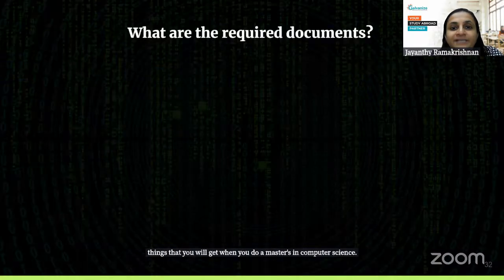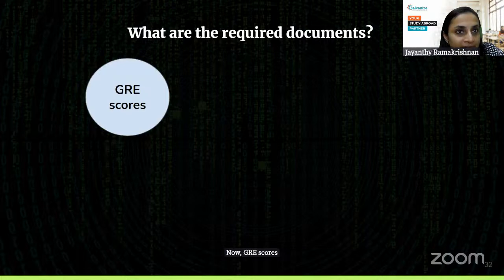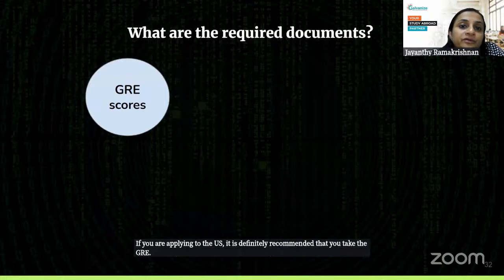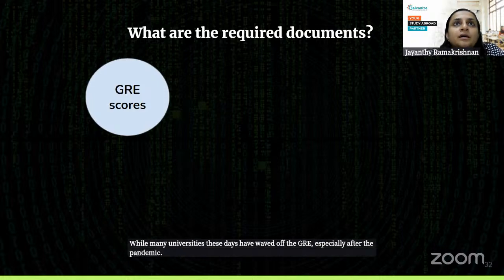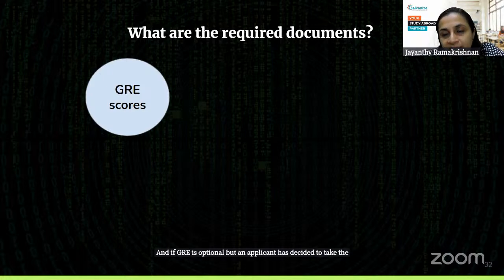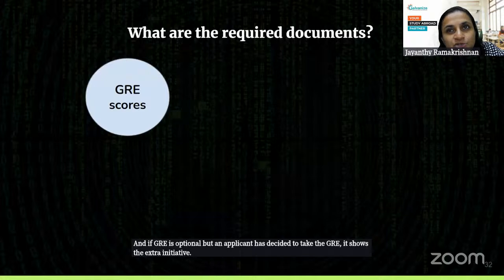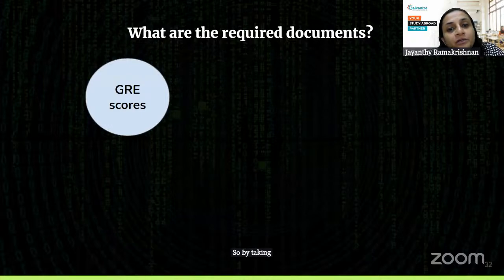Okay, now let's look at the application process. So what are the required documents? GRE scores. Now, if you're applying to the US, it is definitely recommended that you take the GRE. While many universities these days have waived the GRE, especially after the pandemic, the universities are bringing it back. And if GRE is optional, but an applicant has decided to take it, it shows extra initiative. Also for international students, it is advisable because the competition is very high. By taking the GRE, you tend to stand out in a pool of applicants if your score is extremely good.